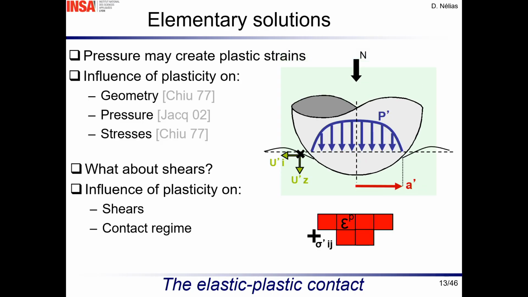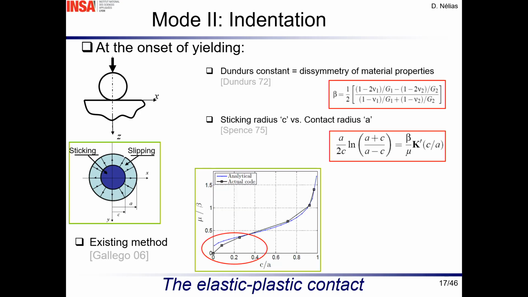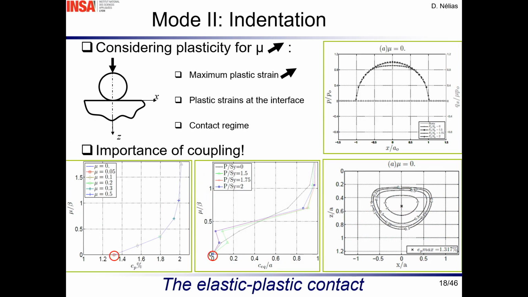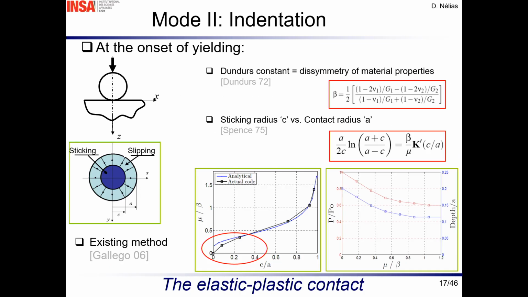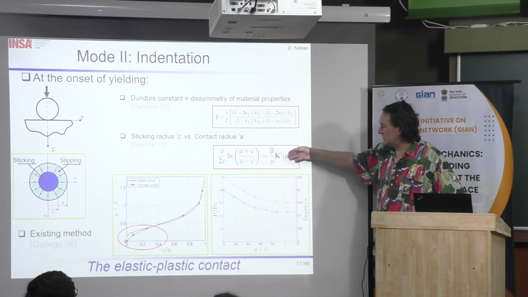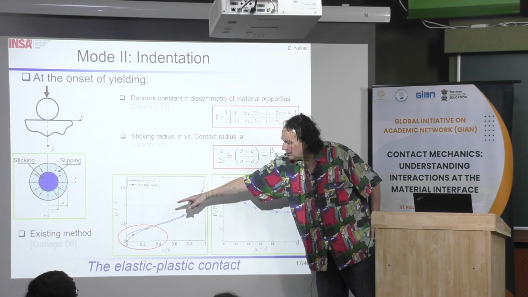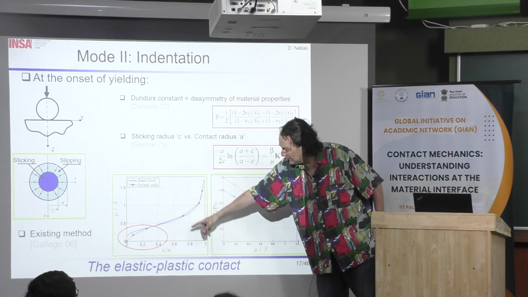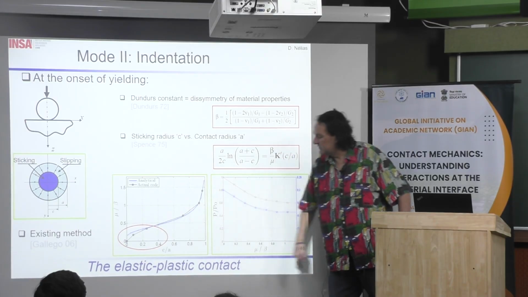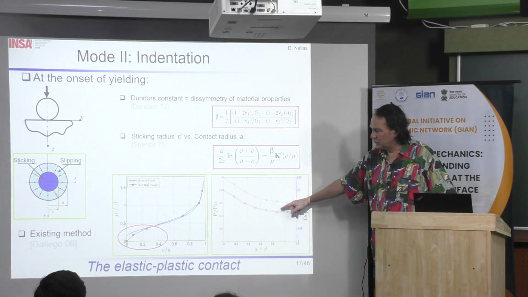For the elastic contact, we have seen that before. Maybe there is an example here. We didn't see that, but you can also do fretting wear with plasticity. This is the same as before, with the same type of equation, Dundurs' constant, and the relation due to Spence to calculate the relationship between the friction coefficient over beta and the ratio between the sticking radius and the total contact area. Also this is the maximum pressure.